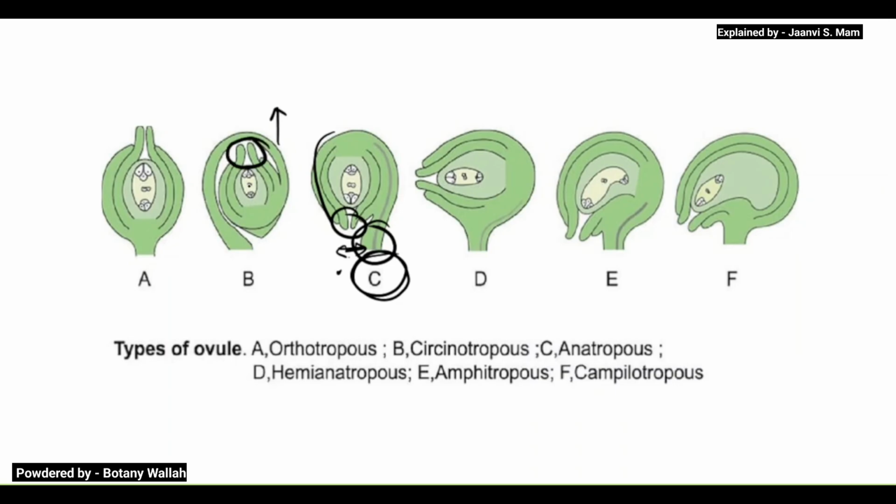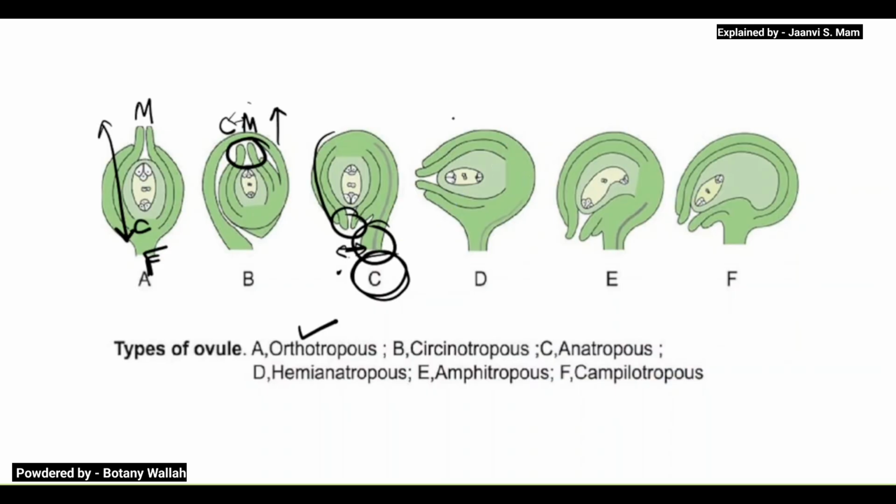In the second diagram B, you can see a sericinotropous ovule. The micropyle is upward with the chalaza, present very close to each other. Then here you have micropyle, chalaza and funicle. These three are present in the same line, so we call it orthotropous ovule.